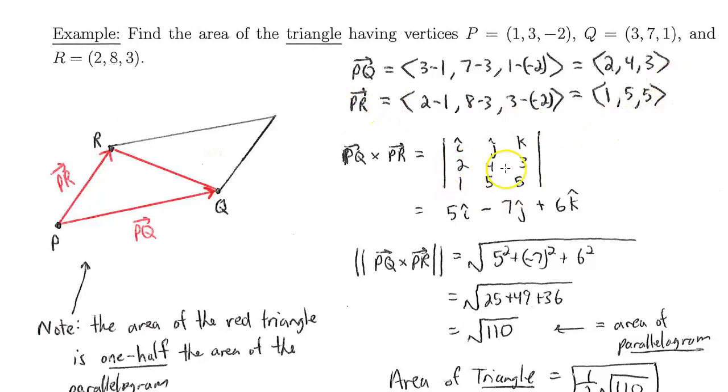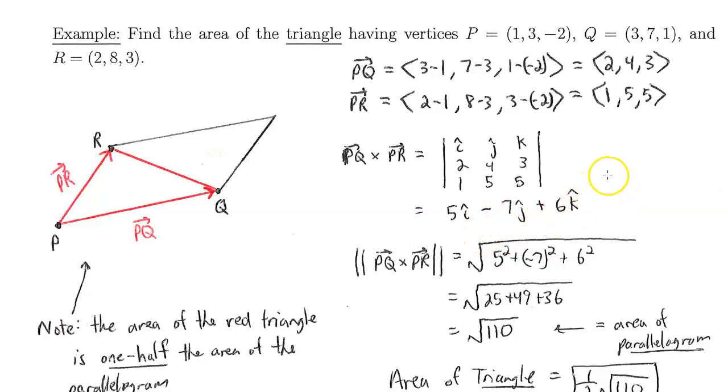Well, for PQ cross PR, we put i, j, k here. We're going to do the determinant of this. We put 2, 4, 3, and 1, 5, 5. If you work things out, how many i do we have? Well, it'd be 20 minus 15 i. Minus how many j? Well, it'd be 10 minus 3. It'd be 7j, but we have a minus in front of it. And then plus how many k? It will be 10 minus 4. That would be 6k. So notice that PQ cross PR is the vector 5, negative 7, 6. That's 5i minus 7j plus 6k.